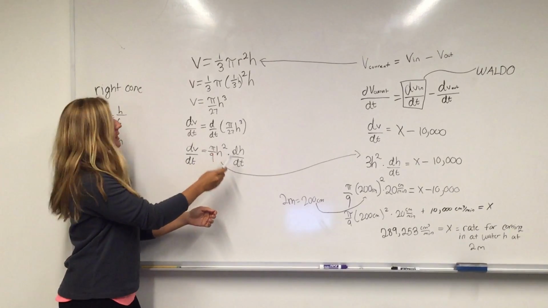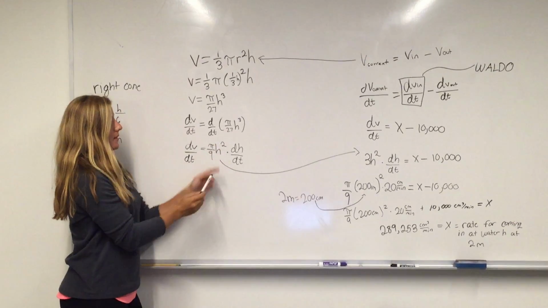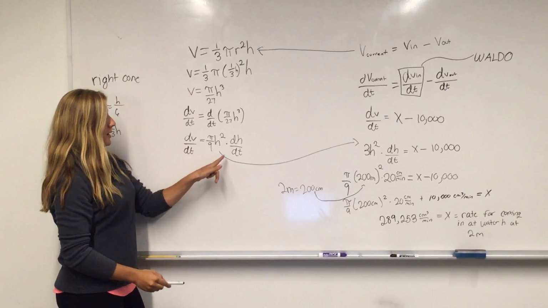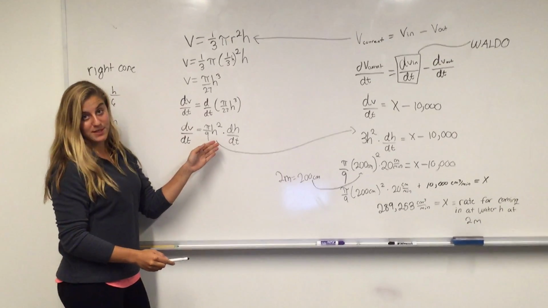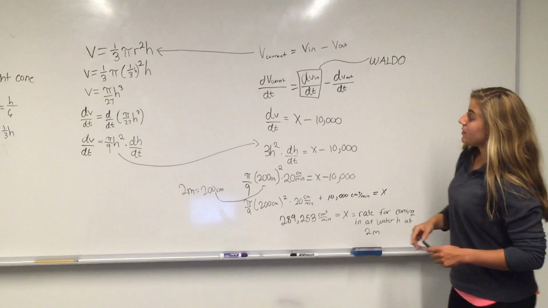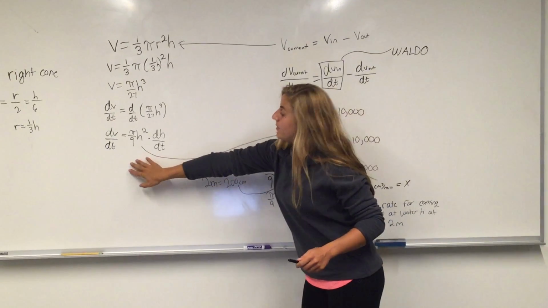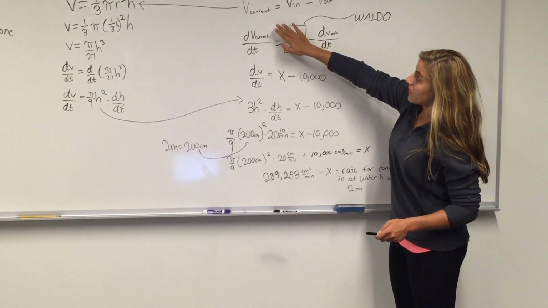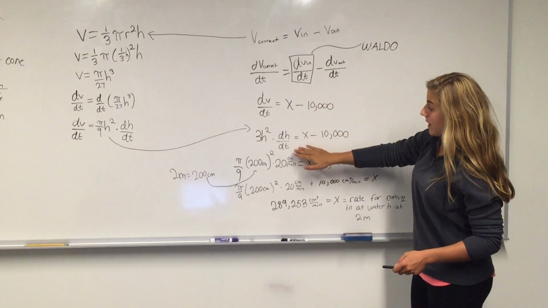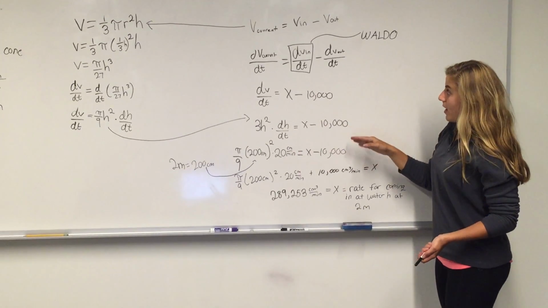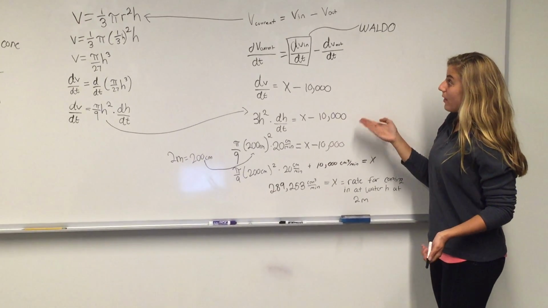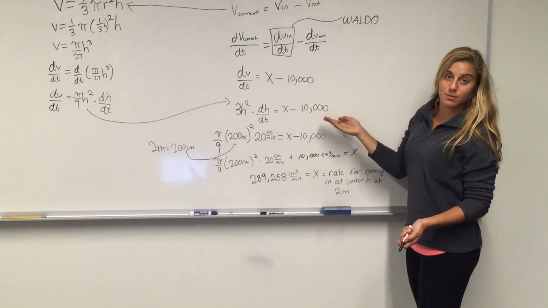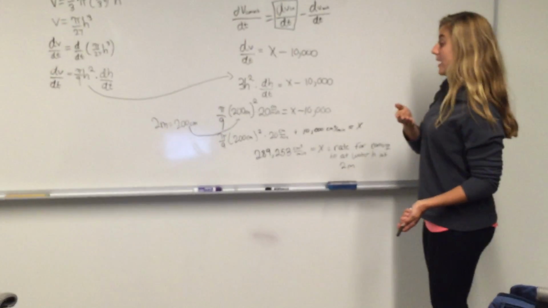And we're also going to take the derivative of pi over 27 height cubed, which comes out to pi over 9 height squared times the derivative of h with respect to t. So we're going to bring this derivative over here, and that's going to be our derivative of V current with respect to time. And then we know that the derivative of the volume going out with respect to time is 10,000 centimeters cubed per minute, because it's what the problem previously gave us.